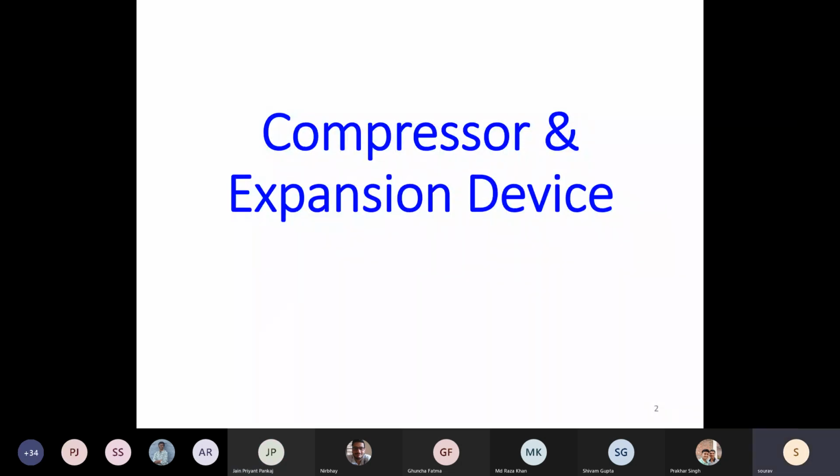Okay, so from today we'll start with the new topic. We'll discuss the compressor and the expansion device. The two groups which have already attended the lab class would be aware of the introduction to the compressor, and very briefly we have seen a device called the thermostatic expansion device.